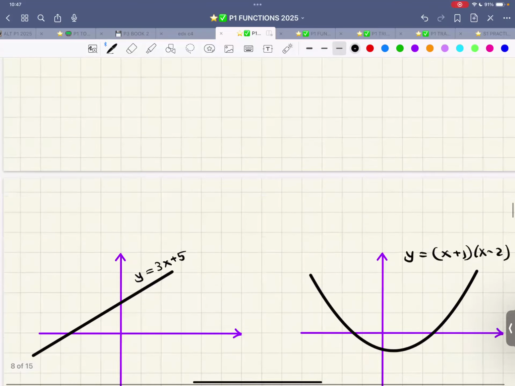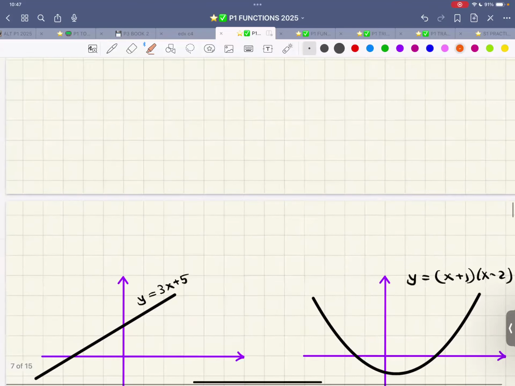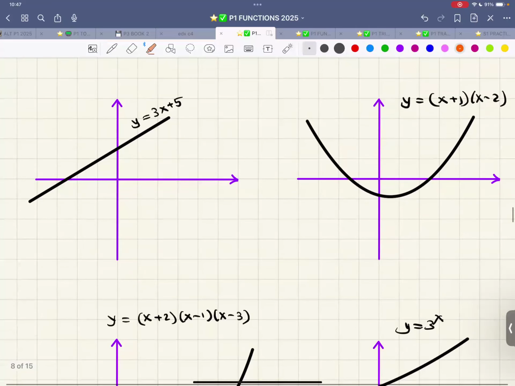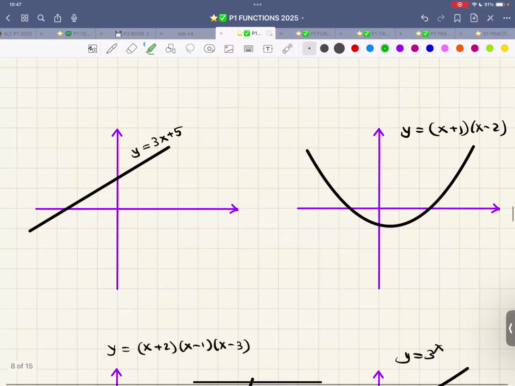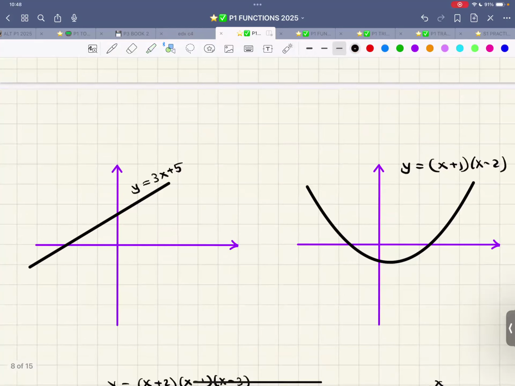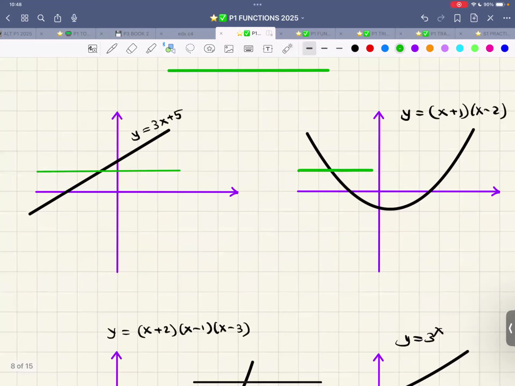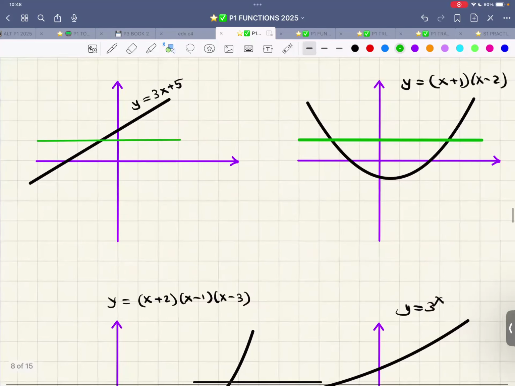I'll apply the horizontal line test. So which color am I choosing? I'm choosing a purple color, or let's choose a green color. So let me apply the horizontal line test. So HLT, and let me draw this thing. So over here, if I draw a horizontal line, over here, I'm drawing a horizontal line. Let me make it thicker.